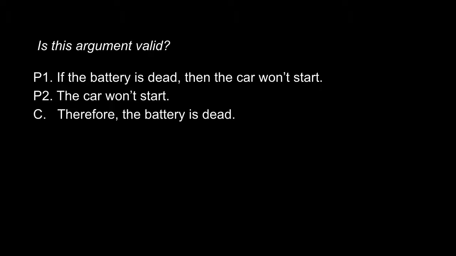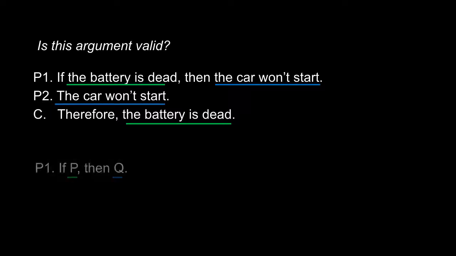To answer that question, we have to, once again, look at the argument's structure, look at its logical form. So let's again let P stand for the antecedent, the battery is dead, and Q stand for the consequent, the car won't start. In this case, this argument, the second premise we would simply represent as Q, because what it's affirming is that the consequent is true.